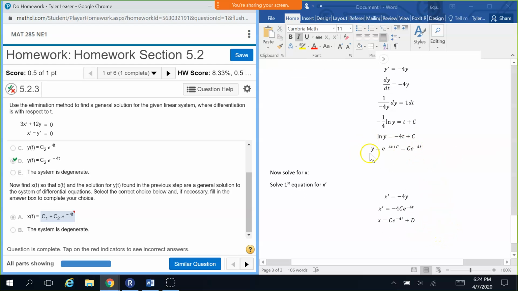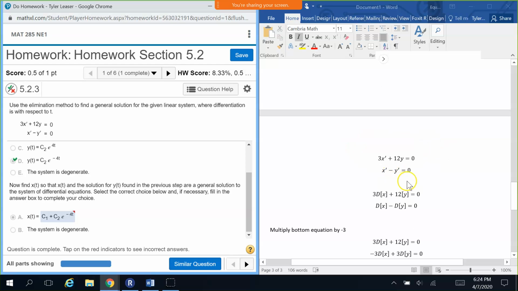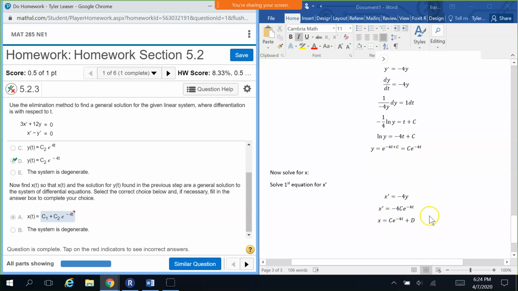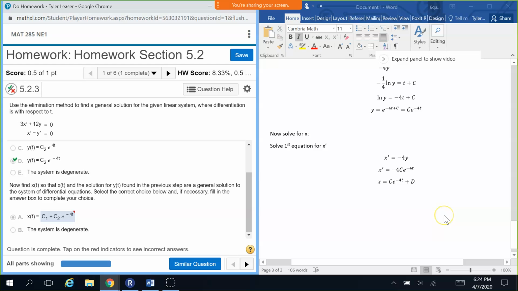And then once you have one of the functions solved for, go back, just like we do in algebra, solve for the other one, and plug in what you know to get the remaining one. And don't forget to add constants when you anti-differentiate.